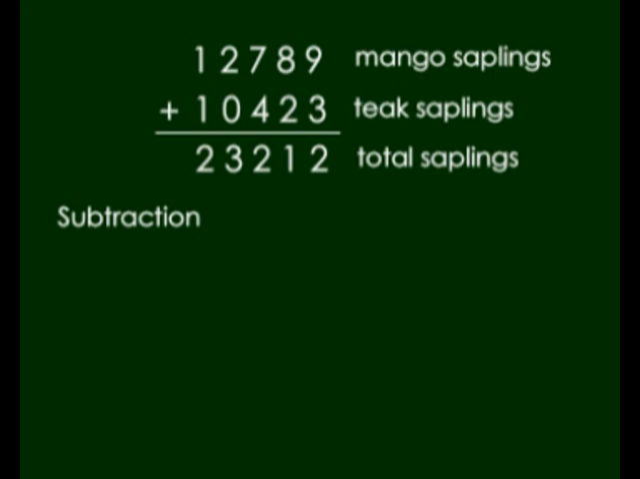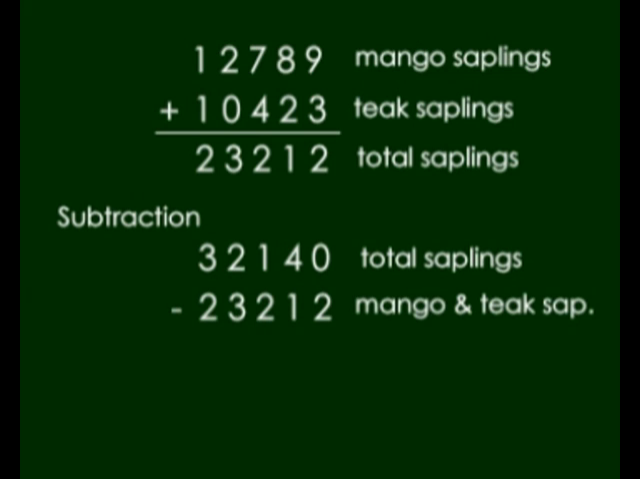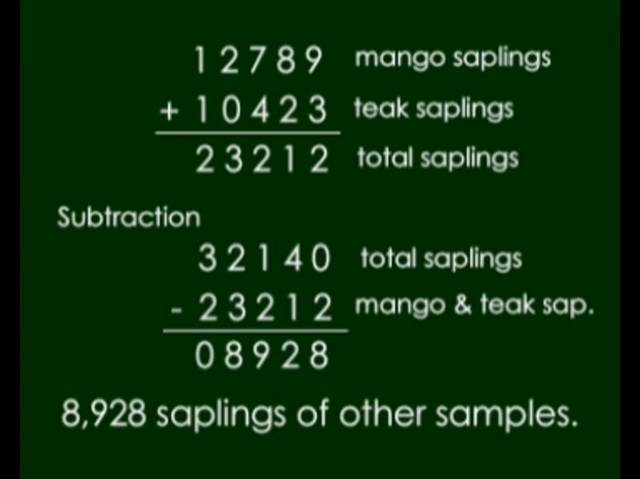Now we will do subtraction. 32,140 total saplings in a nursery minus 23,212 mango and teak saplings. Subtracting, we get the answer 8,928, that is, 8,928 saplings of other species.